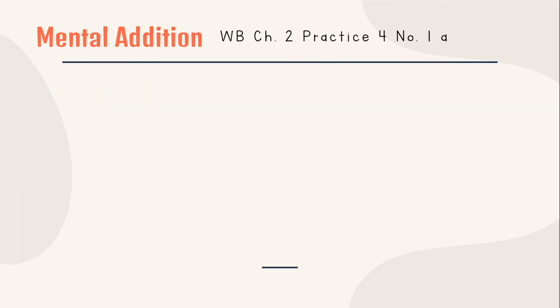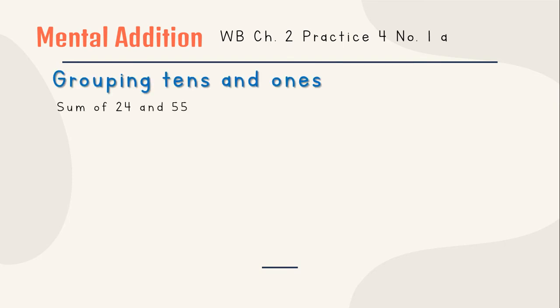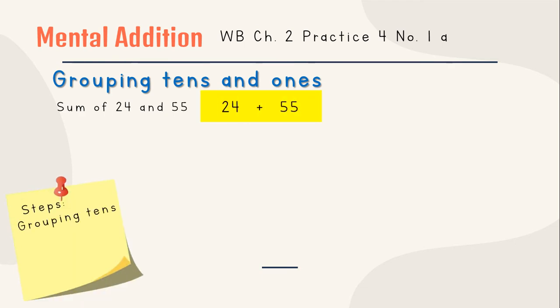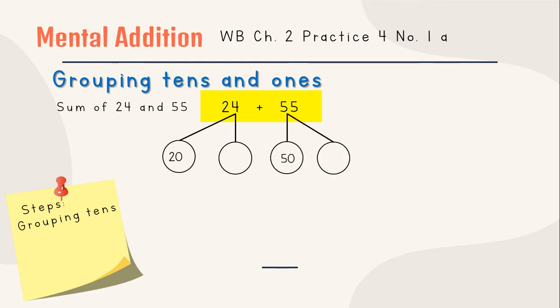Now please look at your workbook, chapter 2, practice 4, number 1A. Sum of 24 and 55. 24 plus 55. The first step will be grouping tens. So for 24, what is the tens? 2, which is 20. And for 55, 5, which is 50. After we have grouped the tens, we go to add.